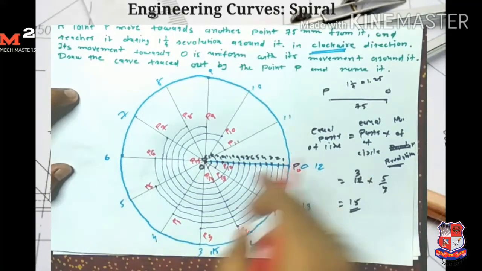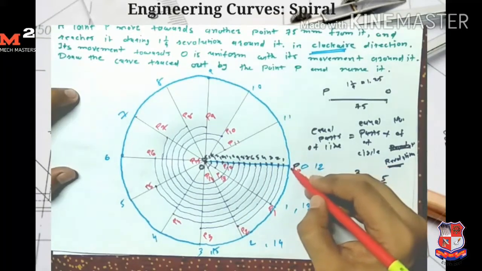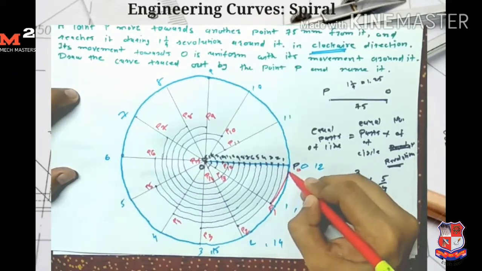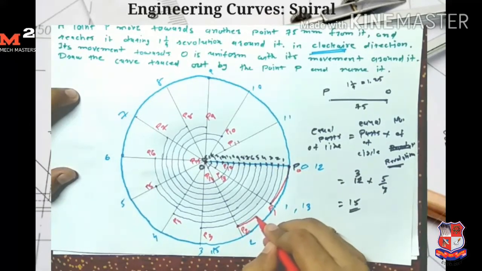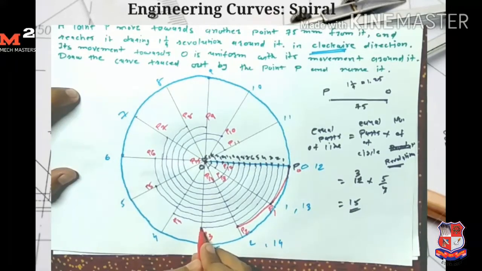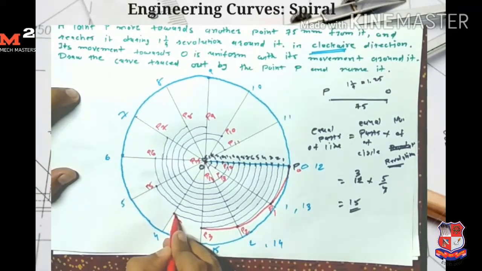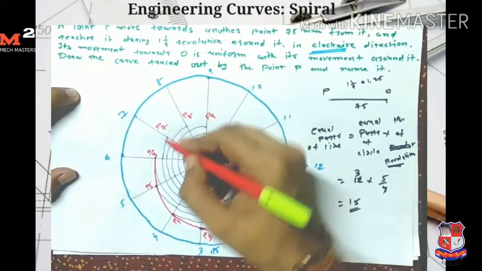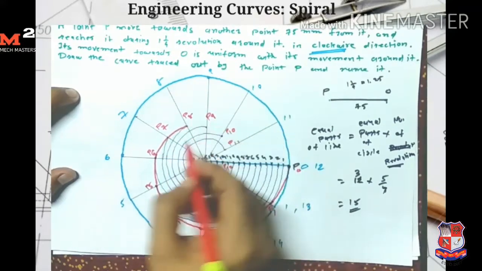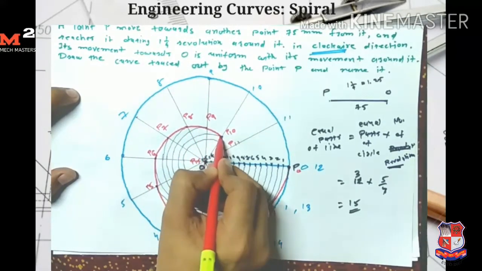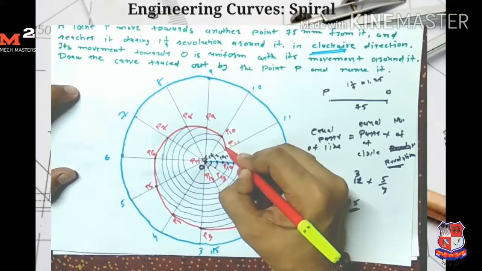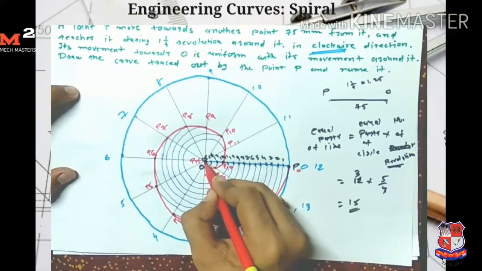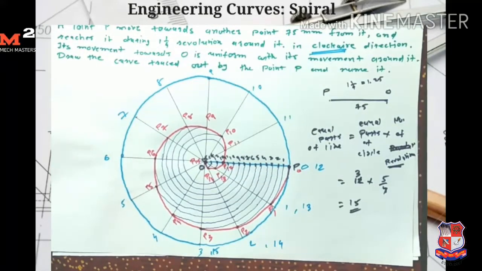Now I simply connect all the points. Remember one thing, that we start from P0. First connect P0 to P1. So here we get our final spiral curve.